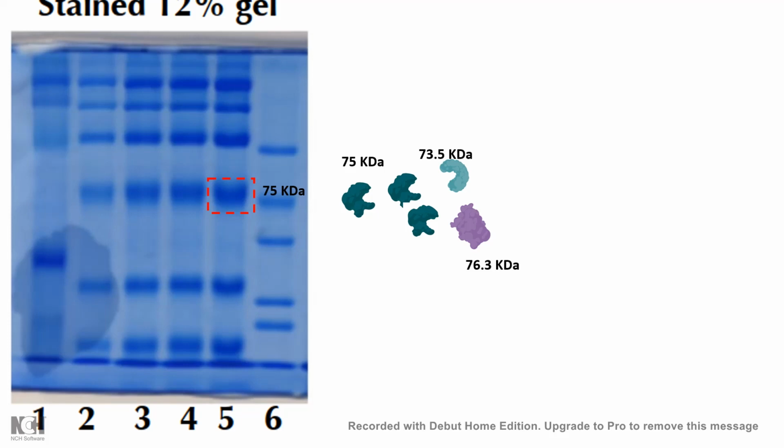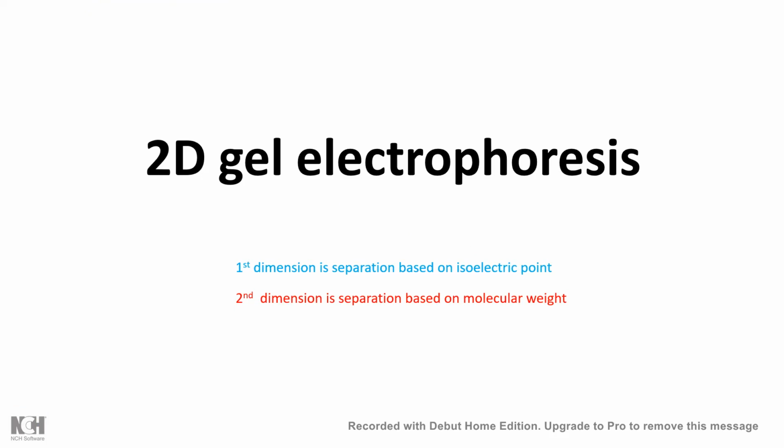So we need a second parameter which can resolve this issue and make the separation better, and that is why we can do a 2D gel electrophoresis. Now the two dimensions of this 2D gel electrophoresis, which are basically two parameters, are isoelectric focusing, so separation based on isoelectric point, and second, separation based on molecular weight, just like the 1D gel electrophoresis. So what are the steps? Let's try to understand the process step by step and try to get the advantage of this.